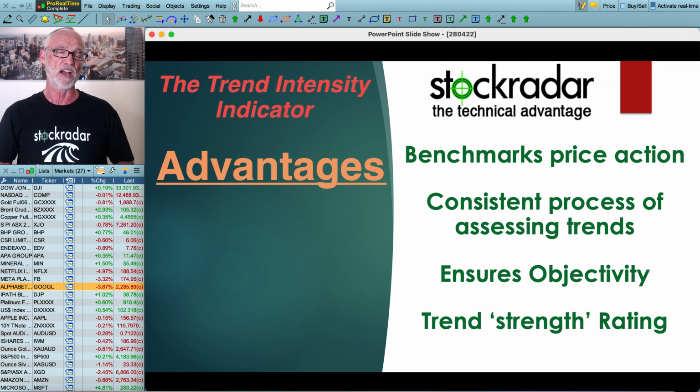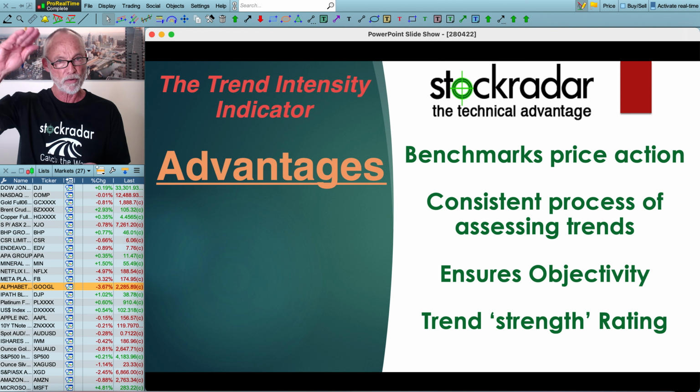Okay, the advantages are it benchmarks the price action, so no stock is different. BHP is the same as Mincor, is the same as Transurban, is the same as Champion Iron. It's the way we look at them, it's how we evaluate them. Okay, consistent process of assessing trends. So I go through the same process if I assess each trend.